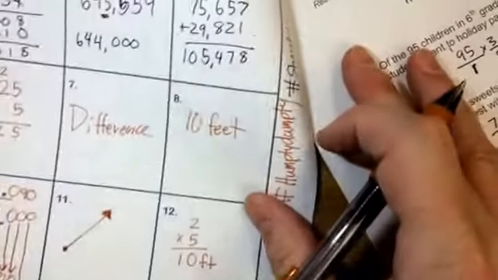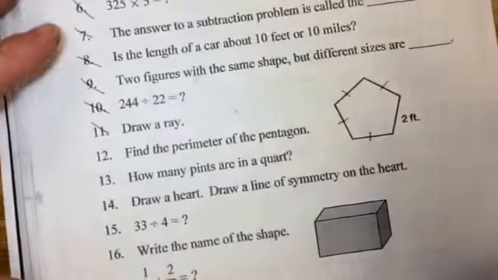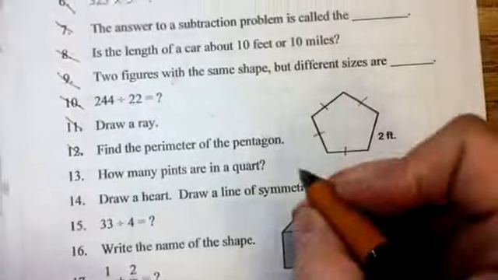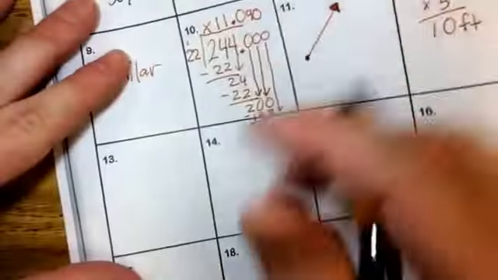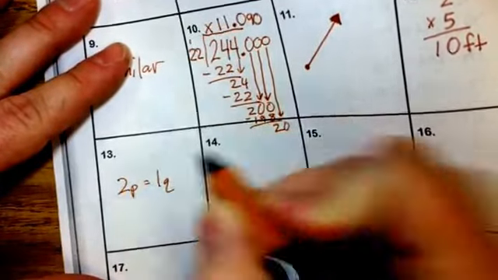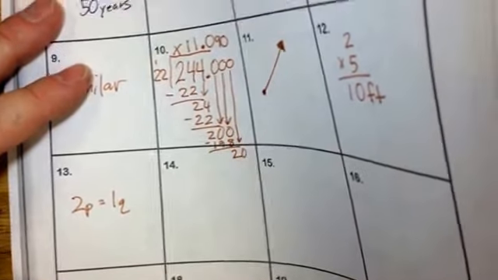Okay, and then number 13. How many pints are in a quart? There are actually 2 pints in 1 quart. Okay, number 14.